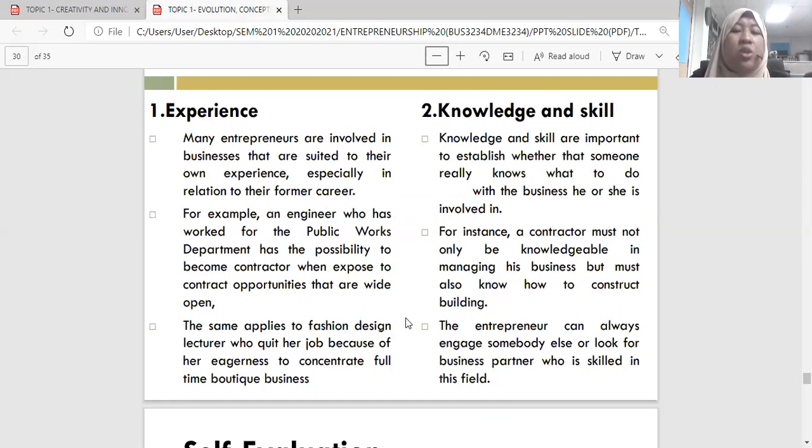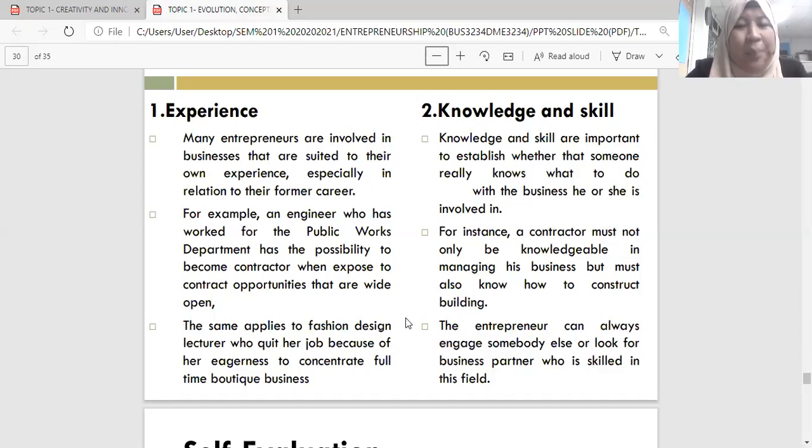The same applies to the fashion design lecturer who quit her job because of her eagerness to concentrate full-time on her boutique business. See, so the previous experience can teach us a lot. Okay, let's say I put this experience into my situation. Let's say one day I want to quit from being a full-time lecturer at this college.